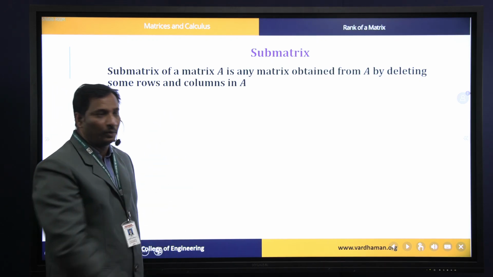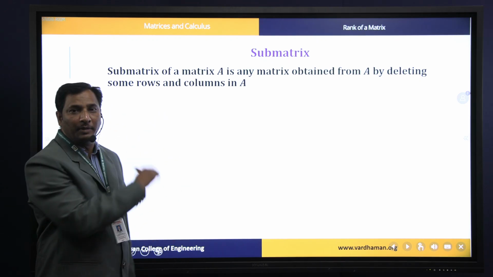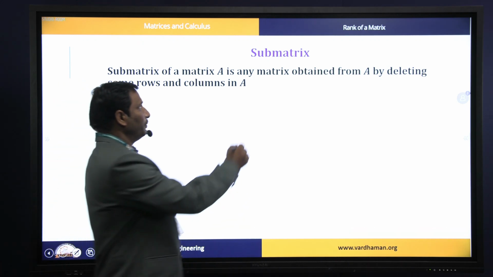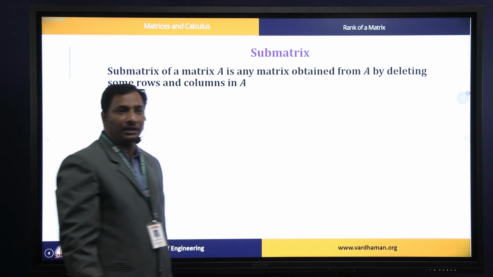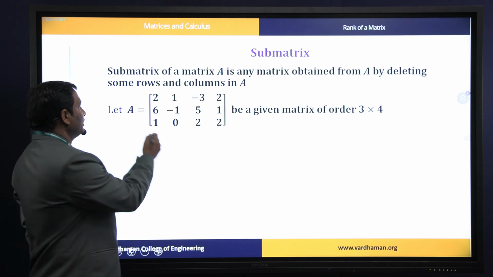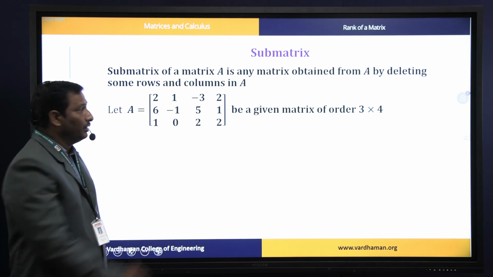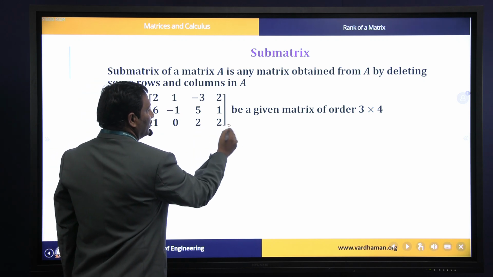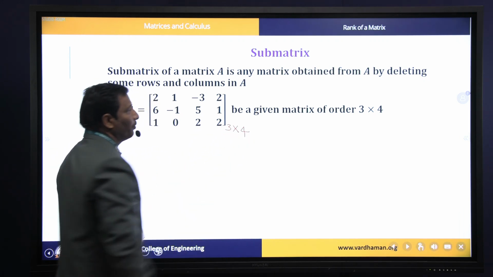Now we'll define what a submatrix is. A matrix obtained by eliminating, deleting, or removing any row or column from the given matrix is said to be a submatrix. For example, let us see a matrix A of order 3 rows and 4 columns. We'll write it as 3 by 4.